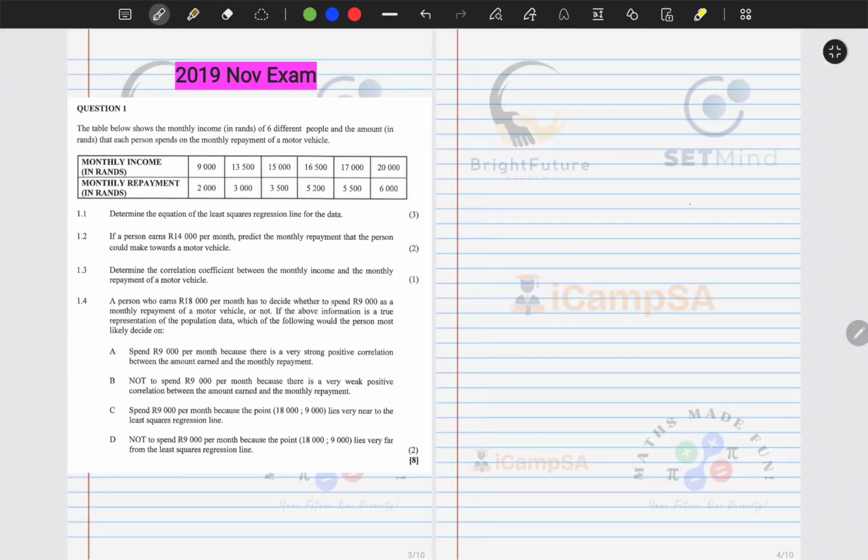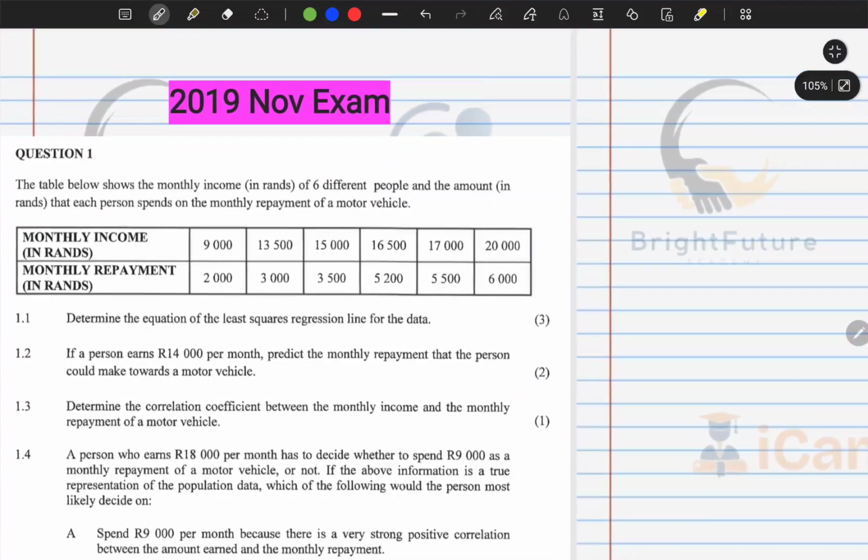So the first question from the 2019 November exam reads: the table below shows the monthly income, in rands, of 6 different people and the amount of money, in rands, that each person spends on the monthly repayment of a motor vehicle.